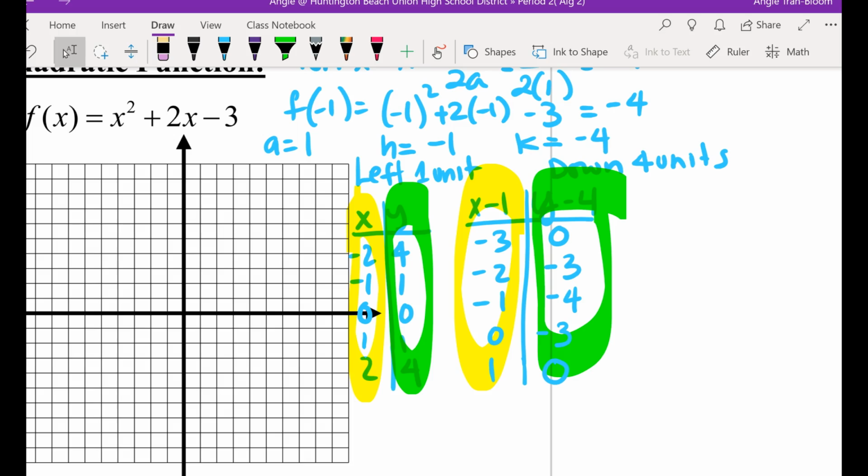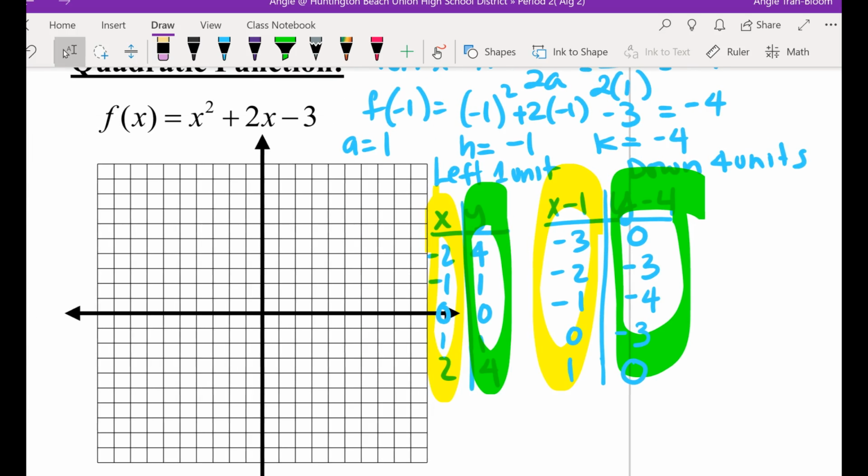All right, let's plot. Here we go. Negative 3 is stationed at 0. Negative 2 is now negative 3. Negative 1 is negative 4. 0 is 3. I'm sorry, 0 is negative 3.